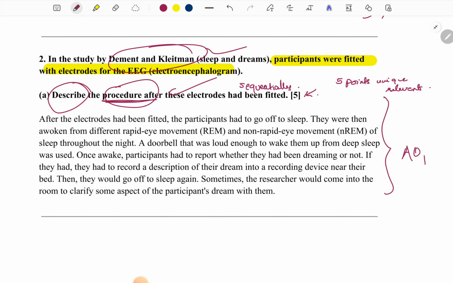I'm just going to describe the procedure. In the process, if they've asked to write from when they were fitted with electrodes, they're going to write something from even before they were fitted with electrodes. And again, if you're writing something from before, which is not asked for in the question, it's just going to be ignored by the examiner. It's a sheer waste of your time.